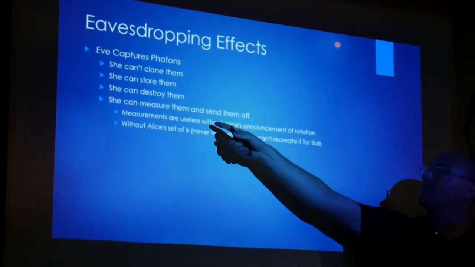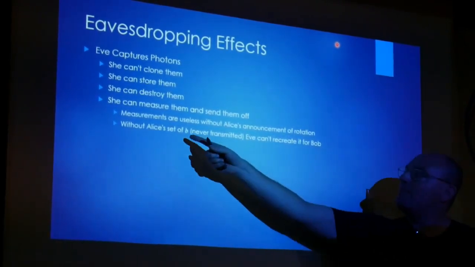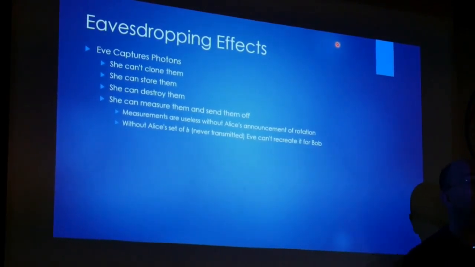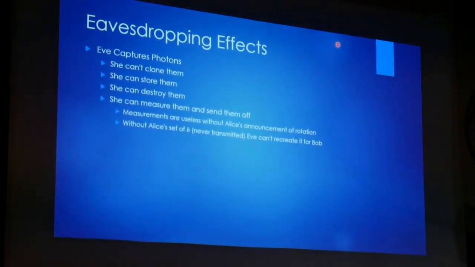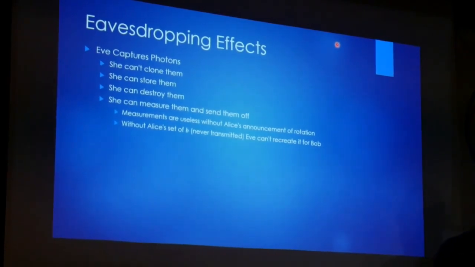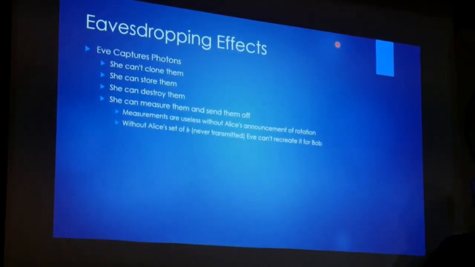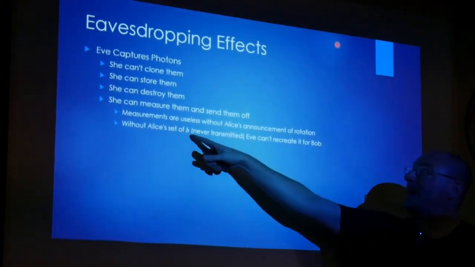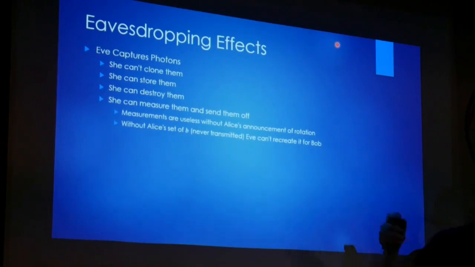She could measure them and send them back off, but the measurements are useless without Alice telling you which positions you got right. So you have to announce to Alice what you tried to use for her to tell you whether it was correct or not. Therefore, and this is made after the measurement is taken, the wave function is collapsed. Those 50-50 chances of saying it was diagonal, anti-diagonal, or it was horizontal, vertical, if you get it wrong, you get garbage data. So you've messed up that bit. And without Alice's set of the B's, the actual secret key, Eve can't rebuild the key.